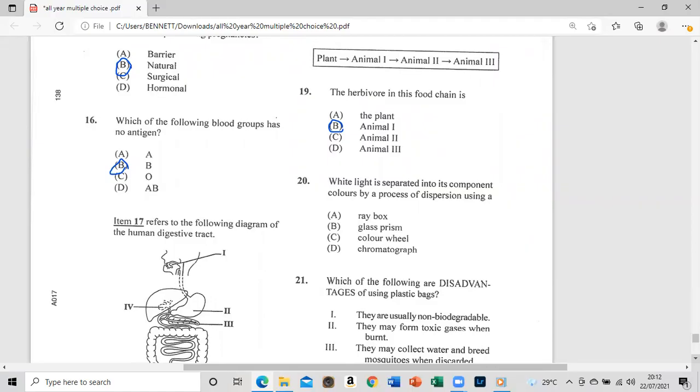20 now. White light is separated into its component colors by a process of dispersion using, is it A, ray box, B, glass prism, C, color wheel, or D, chromatography? Chromatograph. And that is B, glass prism. All right, let's move on to 21.